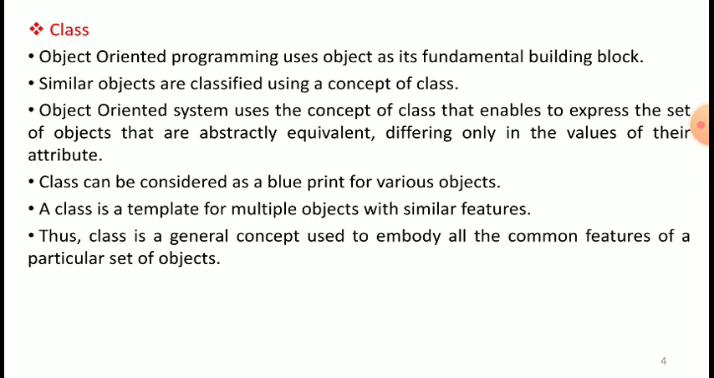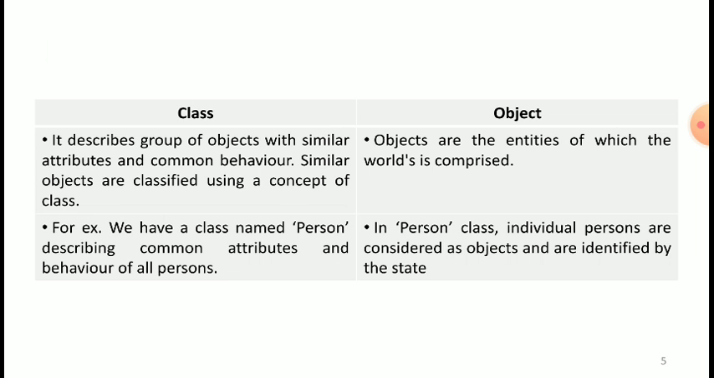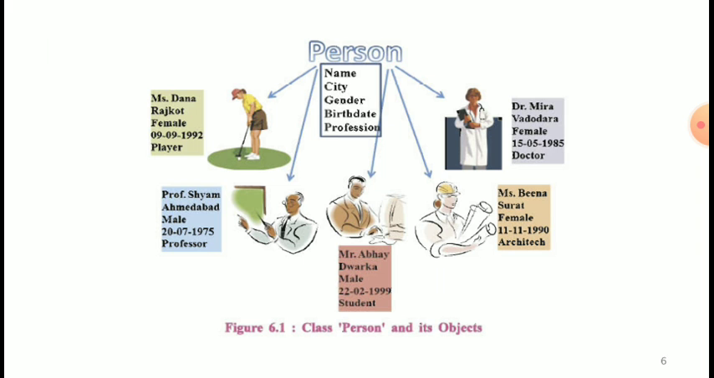For example, we have a class named person. So that is an example. We have a class named person and it describes the common attributes and behavior of all persons. Individual persons are the objects and are identified by the state, that is the value of their attributes. Figure 6.1 shows the difference between the class and its objects.